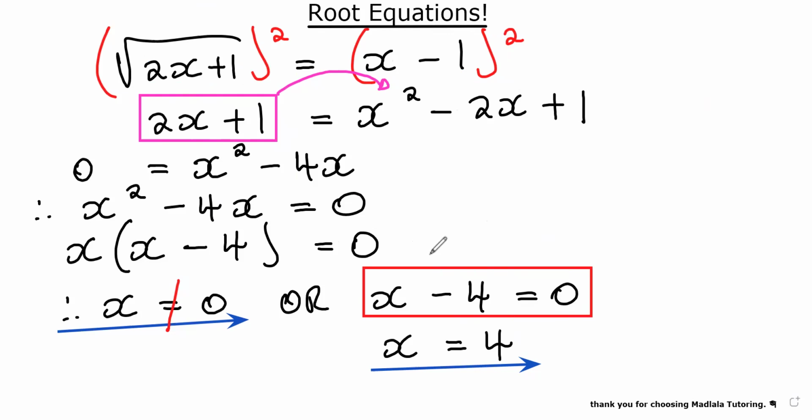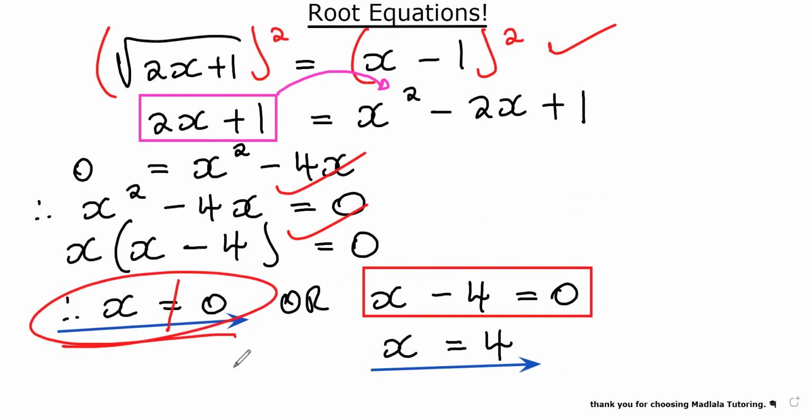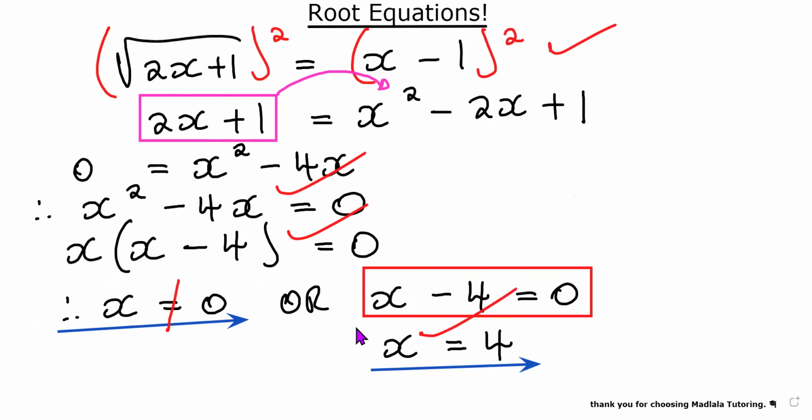Now the question is, where are the marks? For squaring on both sides, you get a mark. For writing this equation in standard form, you get a mark. For factorizing, you get a mark. And for writing your two solutions with selection. What do I mean with selection? I mean you choose x equals 4 only by canceling the one that doesn't work. So you get a mark for that as well.